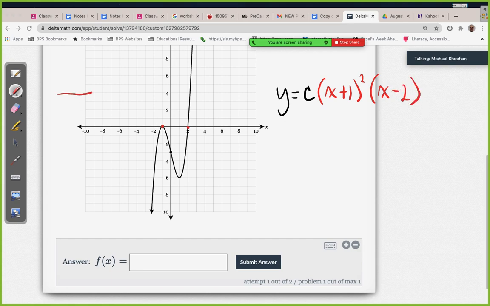And then, by the way, we didn't cover, if you see something like this, if it flattens out like that, we call that a triple 0, and you put to the third power in your equation. All right. But anyway, so all I know at this point is that c is positive because it points up on the right. But hey, wait a minute, they give me an extra point right here, 0, -3. So I'm going to go ahead and plug in -3 for y and 0 for x.